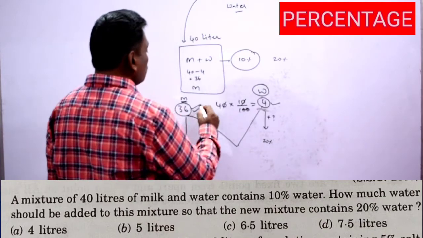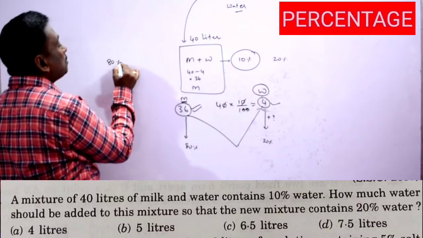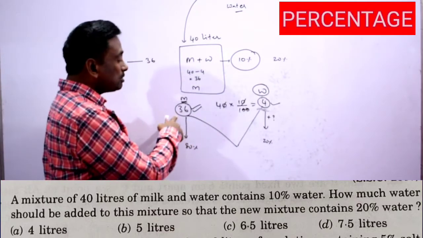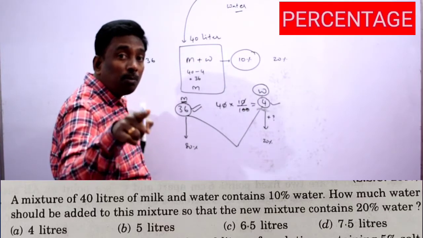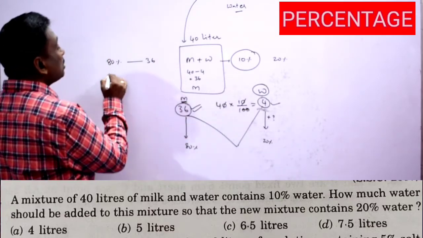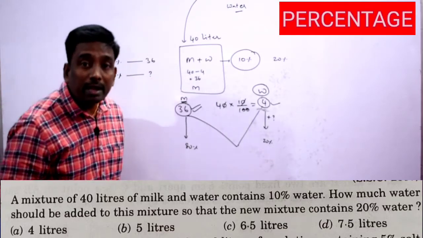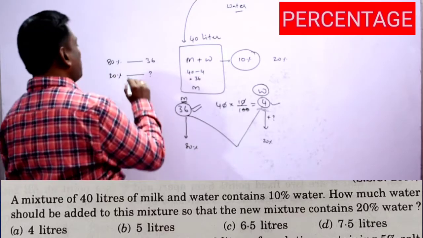That means there is no change in the milk. Given that the 80% value is 36, we take 36 because there is no change in the quantity of milk; we are adding only water. He is asking how much water should be added, so for that we have to find the water quantity that is 20% in the new mixture.